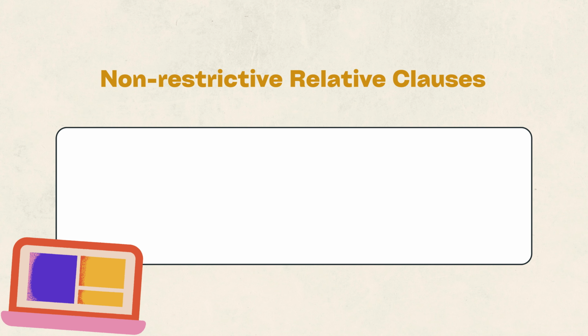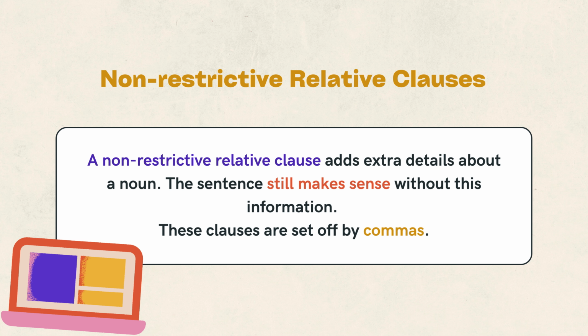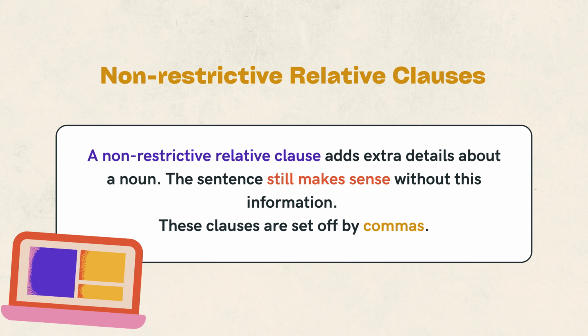Next, we have non-restrictive relative clauses. A non-restrictive relative clause adds extra details about a noun. The sentence still makes sense without this information. These clauses are set off by commas.